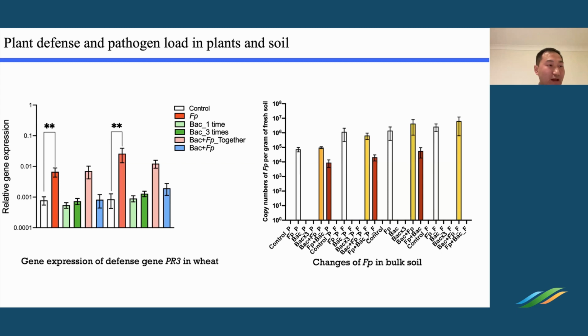Overall, our findings to date highlight the potential of the beneficial bacterium Burkholderia ambifaria in controlling the fungal pathogen Fusarium pseudograminearum in the wheat plant. That's my talk today.